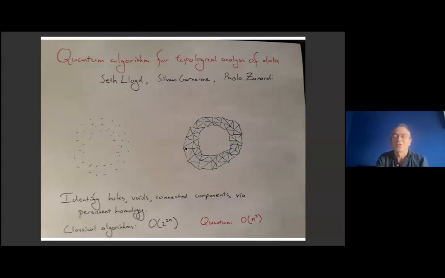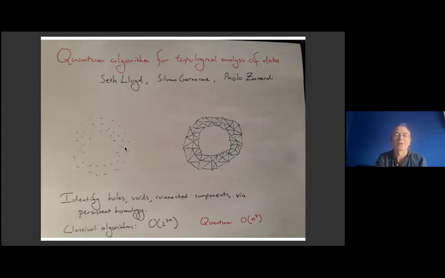And now when I've connected this data in this simplicial complex, you see that this simplicial complex actually has a hole in the middle. And then these methods from algebraic topology allow you to identify holes and voids and connected components and other topological features of data via what's called persistent homology. I'll explain in a bit how persistent homology works, but it basically works in the way I just described.